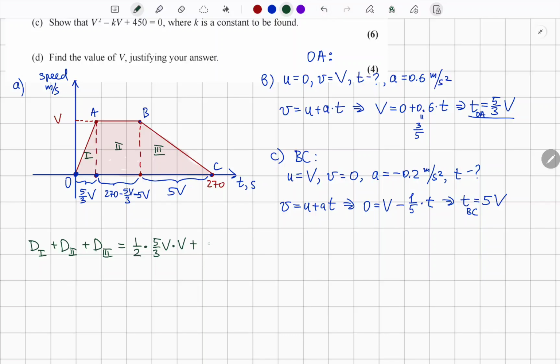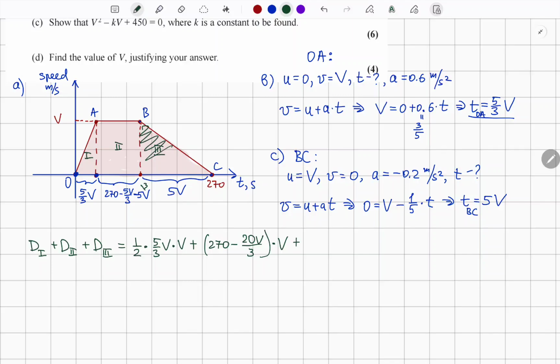So we continue, plus it's a rectangle with a height of V, but the length of 270 minus, let's write it, 25V/3. Am I right? Yeah, I multiplied by 3. Yeah, minus 5. Oh my God, it's minus 20. Minus 20V/3, times the height of the rectangle V.